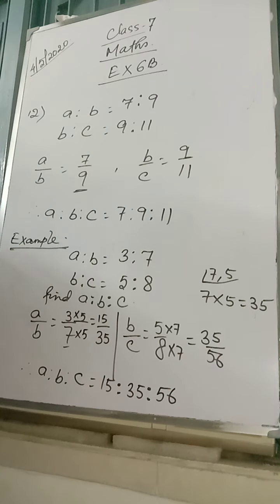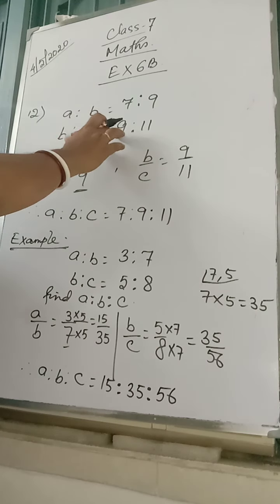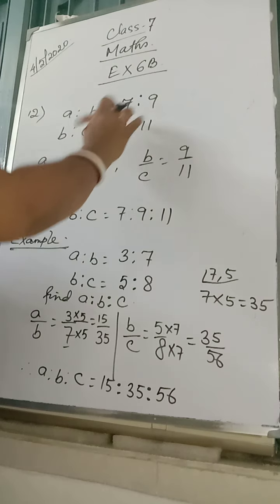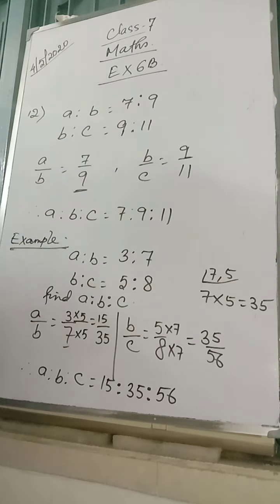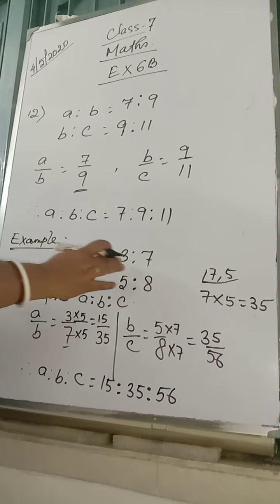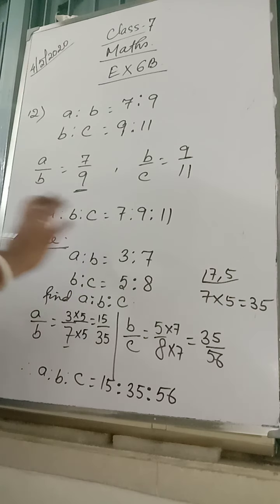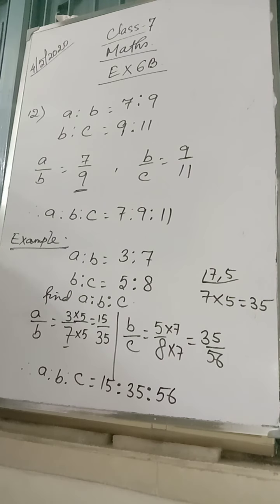This question is not there in your book. This is extra I have taught you. When the value of B is not equal, for the book question you have value of B which is equal, 9. But if it is not equal, in this example you can see AB is 3 is to 7, BC is 5 is to 8. Now how to make it A is to B is to C? What we have to do? We have to make the value of B equal.